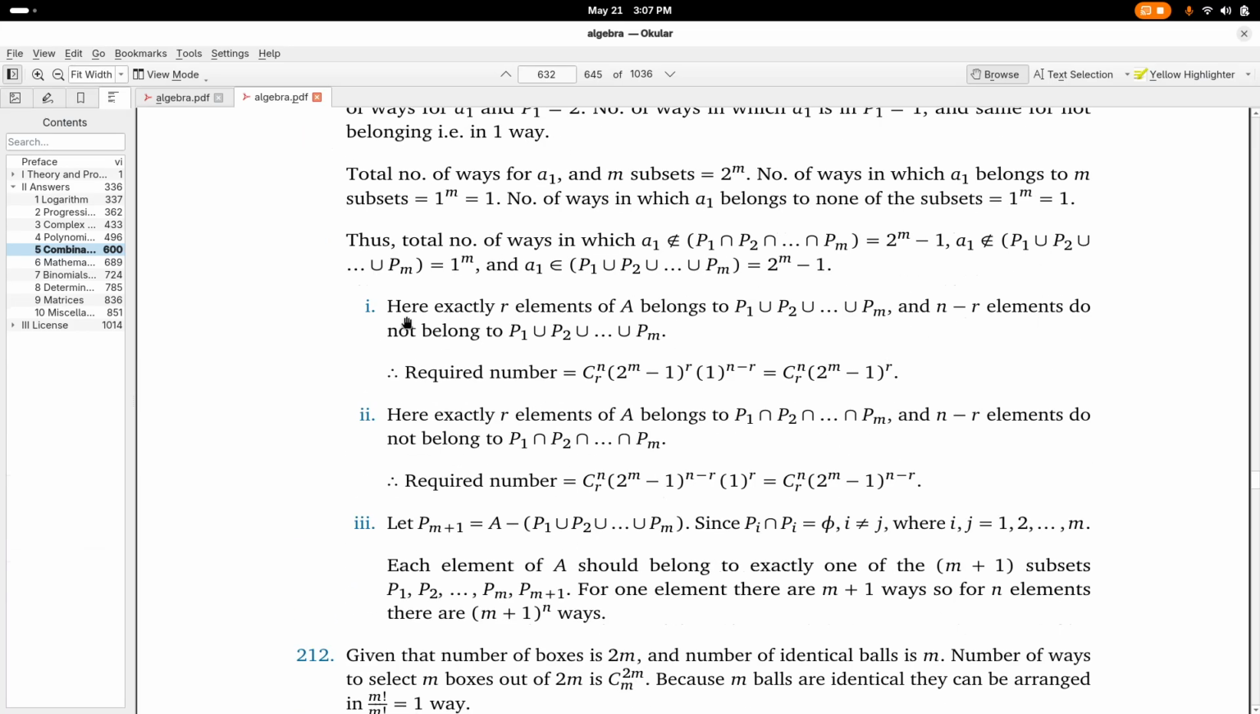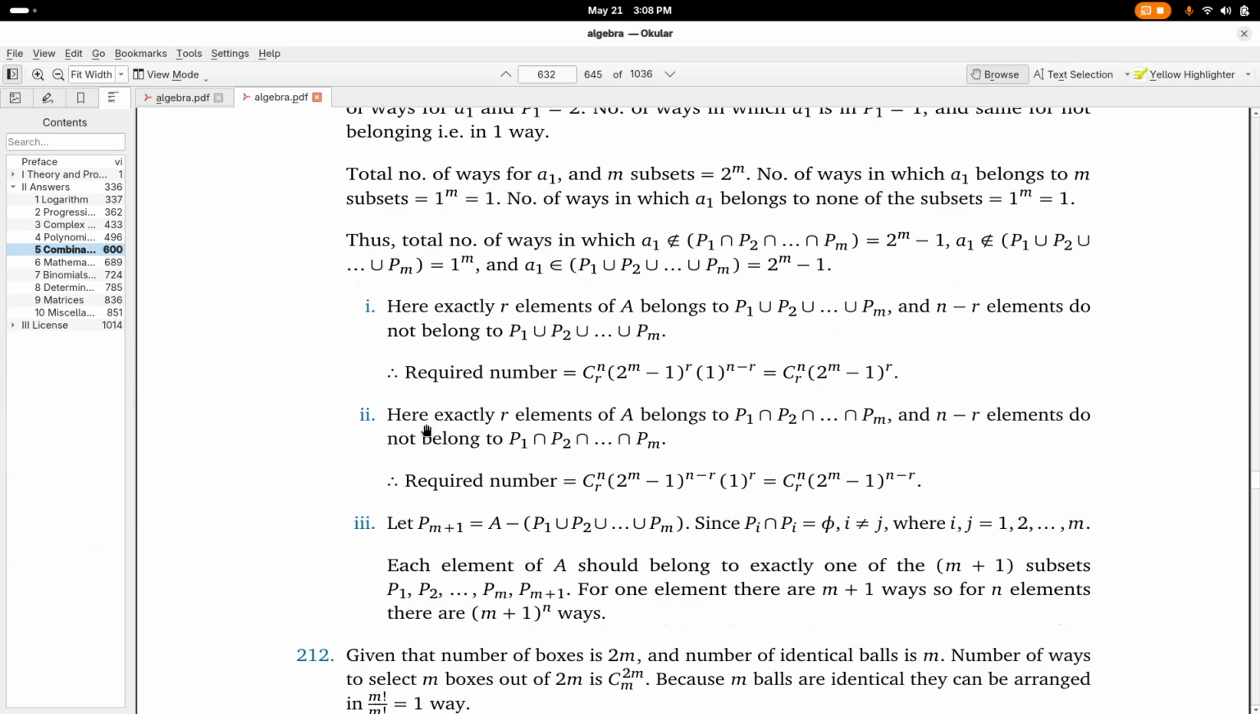So the first question is: exactly r elements of A belong to the union of subsets, and n minus r elements do not belong to the union of subsets. So we can choose r elements in nCr ways, and then 2 to the power m minus 1 for each of these elements, that is to the power r, and 1 to the power n minus r, where a is not part of the union. So the total is nCr times (2 to the power m minus 1) to the power r.